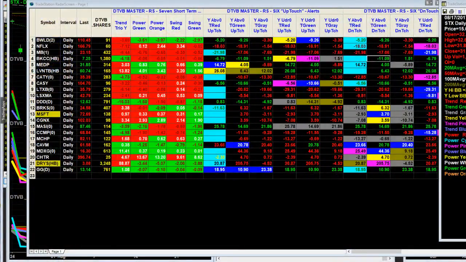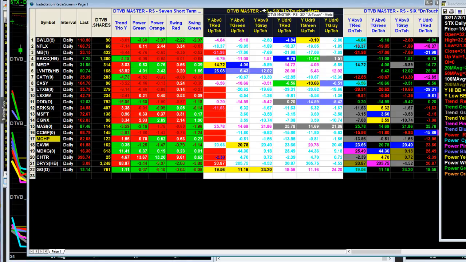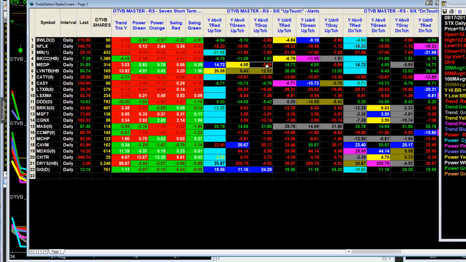The one that I'm going to show you right now is the Master 6 Up Touch Alerts, and that is right here in those 6 boxes that just changed. And the 6 columns, as you can see, the first 3 on the left are when yellow is above 0. That would mean the trend yellow. So we've got trend yellow above 0 or trend yellow under 0.